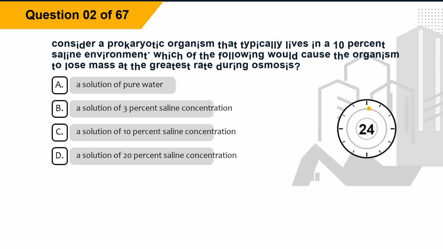Question 2. Consider a prokaryotic organism that typically lives in a 10% saline environment. Which of the following would cause the organism to lose mass at the greatest rate during osmosis?